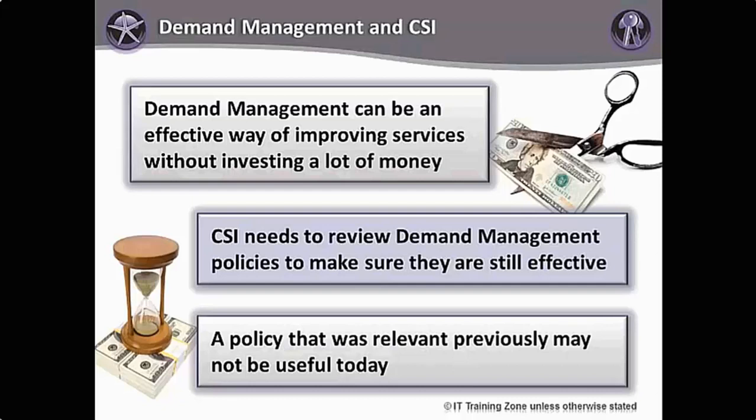Continual service improvement needs to review demand management policies to ensure that they are still effective. This is because a policy that was relevant a couple of years ago may not be workable or useful today.